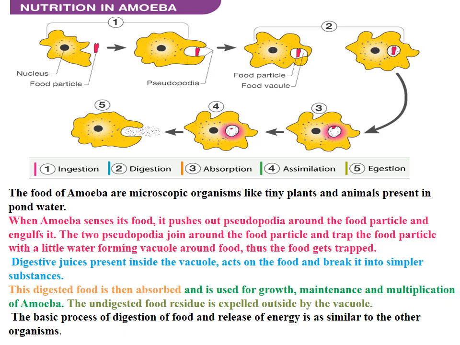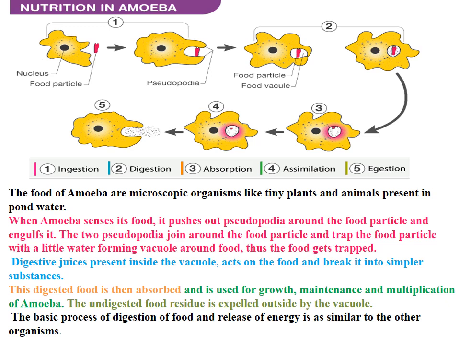So this process is called digestion, when digestive juice acts on the food inside the vacuole and breaks the complex substances into simpler ones. Third is absorption, when the digested food gets absorbed in their body. This process is called absorption.